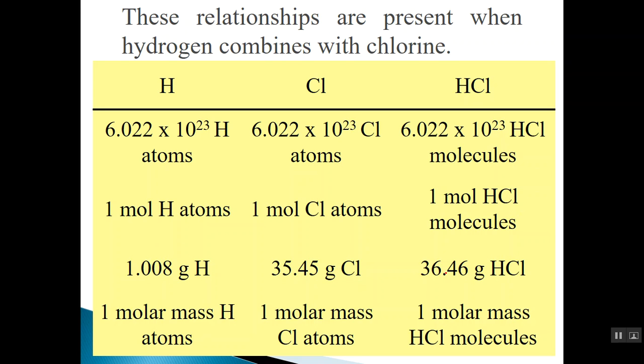And then down here we see the molar masses of the different substances, and therefore 1 molar mass of hydrogen atoms plus 1 molar mass of chlorine atoms will give you 1 molar mass of hydrogen chloride molecules. All right, so this kind of illustrates the relationship that exists between the number of atoms, the mole, and the molar mass for these different substances as they combine to form hydrogen chloride.